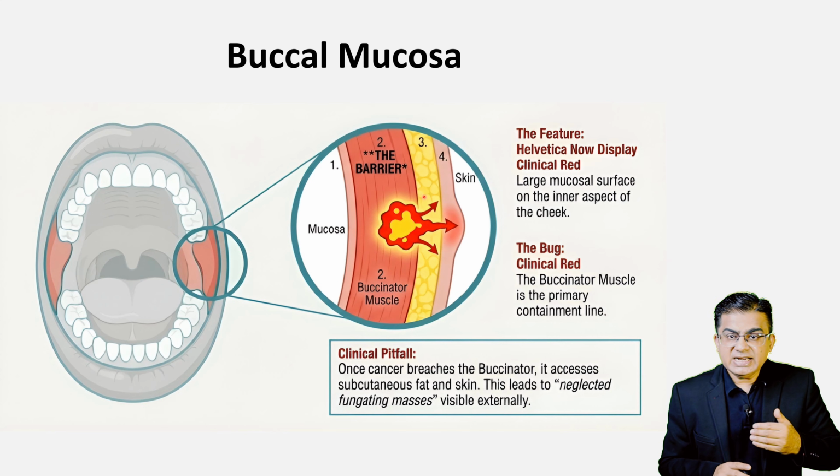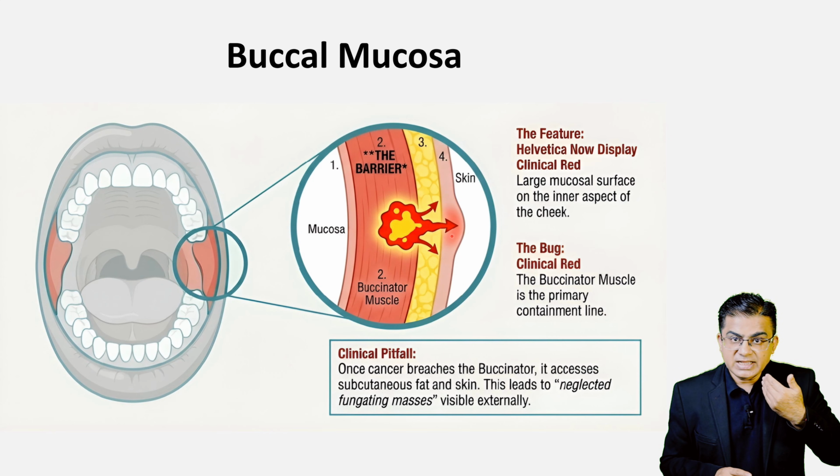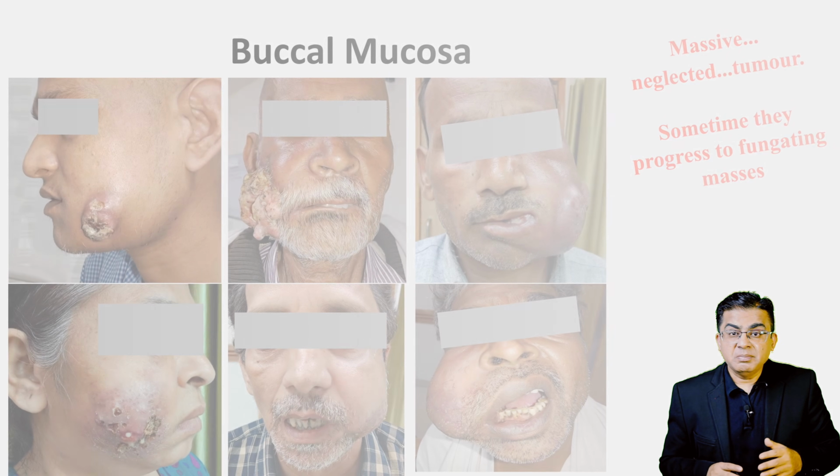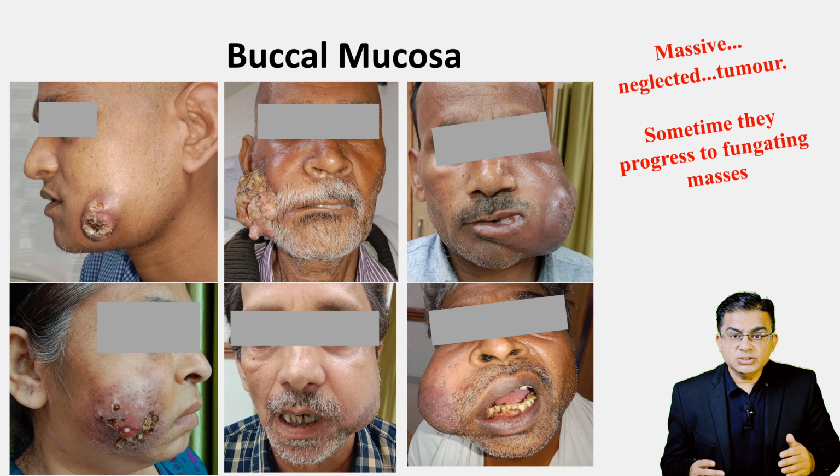The cancer gains access to subcutaneous fat and the skin. This is how you get these massive neglected tumors. Sometimes they progress to fungating masses visible from outside. It happens because the buccinator muscle has been breached.